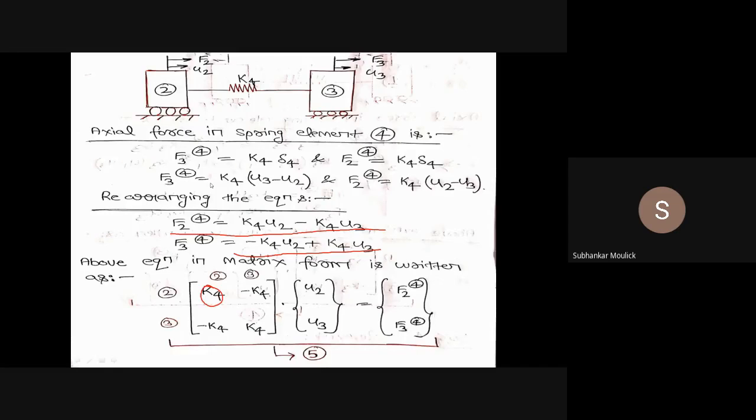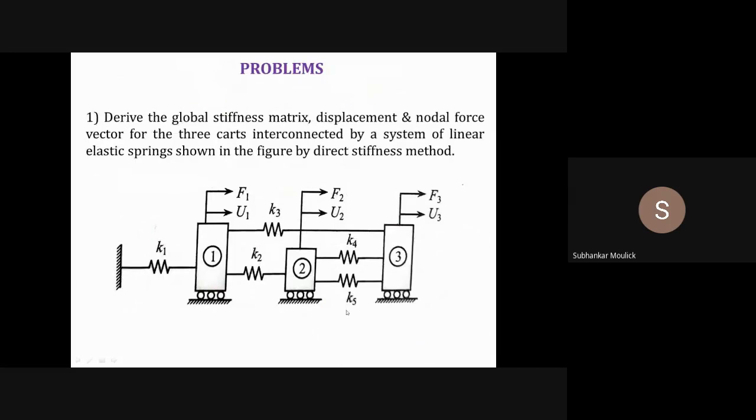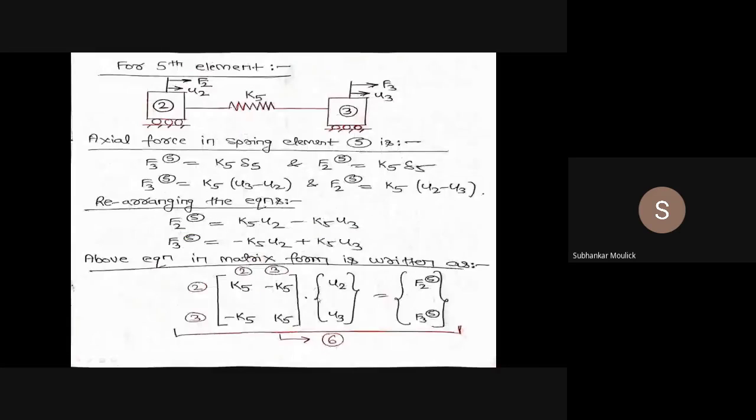Similarly, for the last element, that is element number 5, which is connected between node 2 and node 3, having displacement and nodal force vector as U3, F3 and U2, F2. Now let us find the algebraic equation by the direct stiffness matrix method for element number 5. First of all, let us draw the fifth element, placed between node 2 and node 3. I assume that the force and displacement at node 3 are greater than at node 2, so F3, U3 is greater than F2, U2.